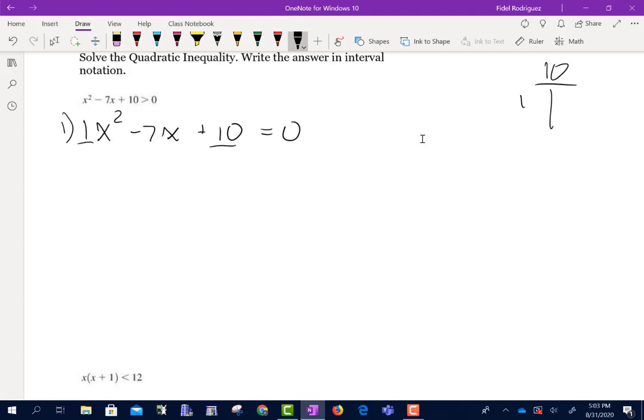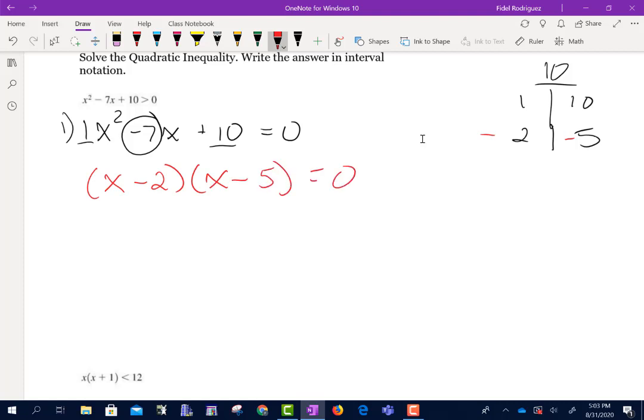So the nice thing about this problem, guys, because the number here is a 1, I can use my shortcut, right? So remember, I'm still going to multiply those two numbers. What's 1 times 10? Oh, it's 10. What two numbers multiplied at 10 but will add up to a -7? How about if we use a -2 and a -5? Okay. So I'm going to go x minus 2, x minus 5 equals 0. Okay. And when I set each part equal to 0, I'm going to get x equals 2, and I'm going to get x equals 5.